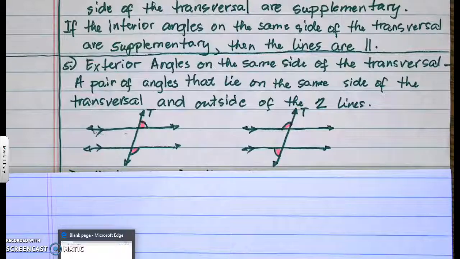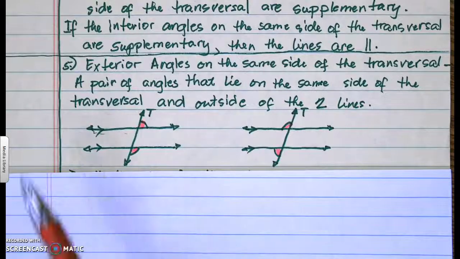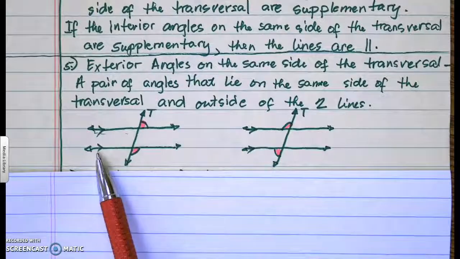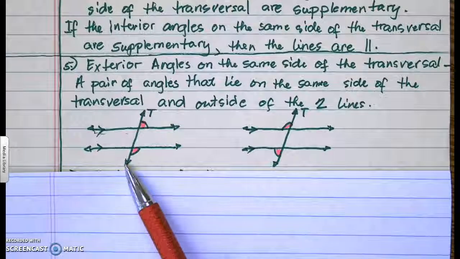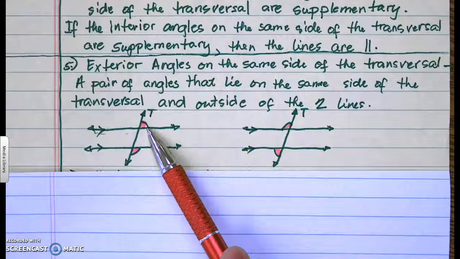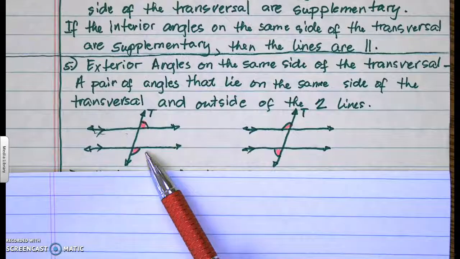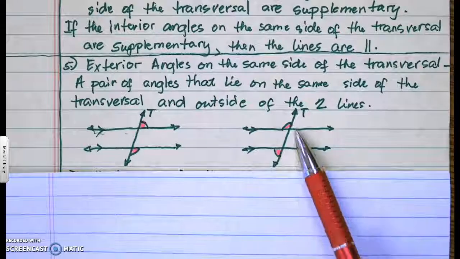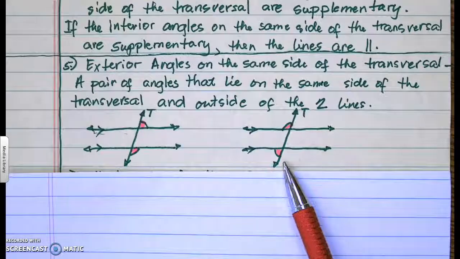The final type of angle pairs are the exterior angles on the same side of the transversal. Exterior angles on the same side of the transversal are a pair of angles that lie on the same side of the transversal but outside of the two lines. These are your examples. Again, these two lines are given to be parallel. This is your transversal, and whenever two parallel lines are cut by a transversal, these right here are your exterior angles on the same side of the transversal. So that's one pair. These are also another pair of exterior angles on the same side of your transversal.